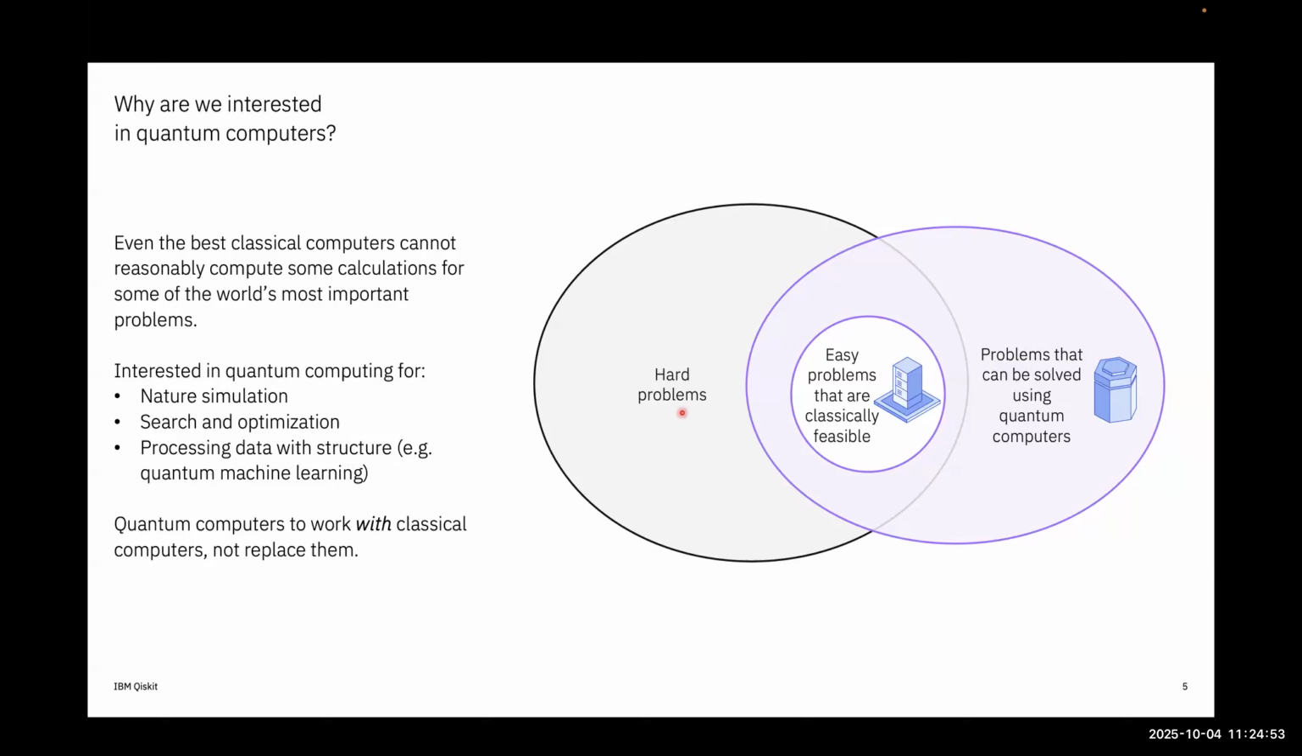So for example, some interesting problems that we can solve with quantum computers include nature simulation, again, to simulate a quantum world, our world, which is quantum in nature, you need a quantum system. Then some other problems like search and optimization, factorization, etc.